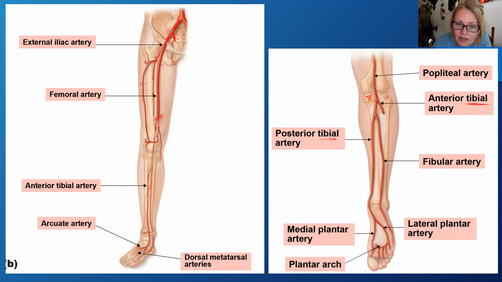Now this posterior tibial artery is going to form a medial plantar artery and lateral plantar artery, and then the plantar arch. Here you can also see the posterior tibial artery, and here's the anterior tibial artery that became arcuate arteries, and then dorsal metatarsal arteries, because this is our metatarsal region, and the arteries are called metatarsal arteries, and we also have metatarsal bones over there.